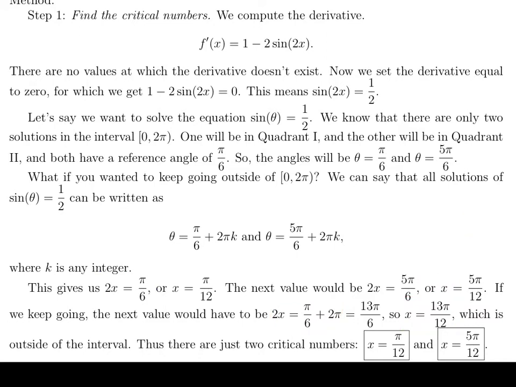What that means is that there are only going to be two critical numbers, pi over 12 and 5 pi over 12. So that handles finding the critical numbers.